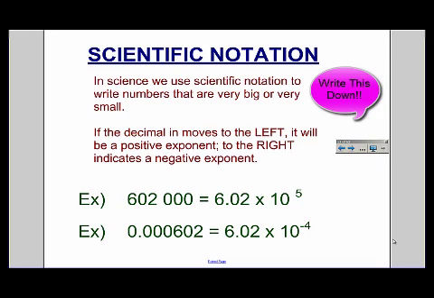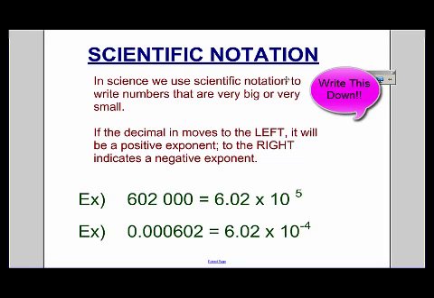We've talked about significant digits already, and now what we're going to talk about today is scientific notation. Scientific notation is a way to write numbers that are either very big or very small in a form that's easier to either read or to use in a mathematical equation.